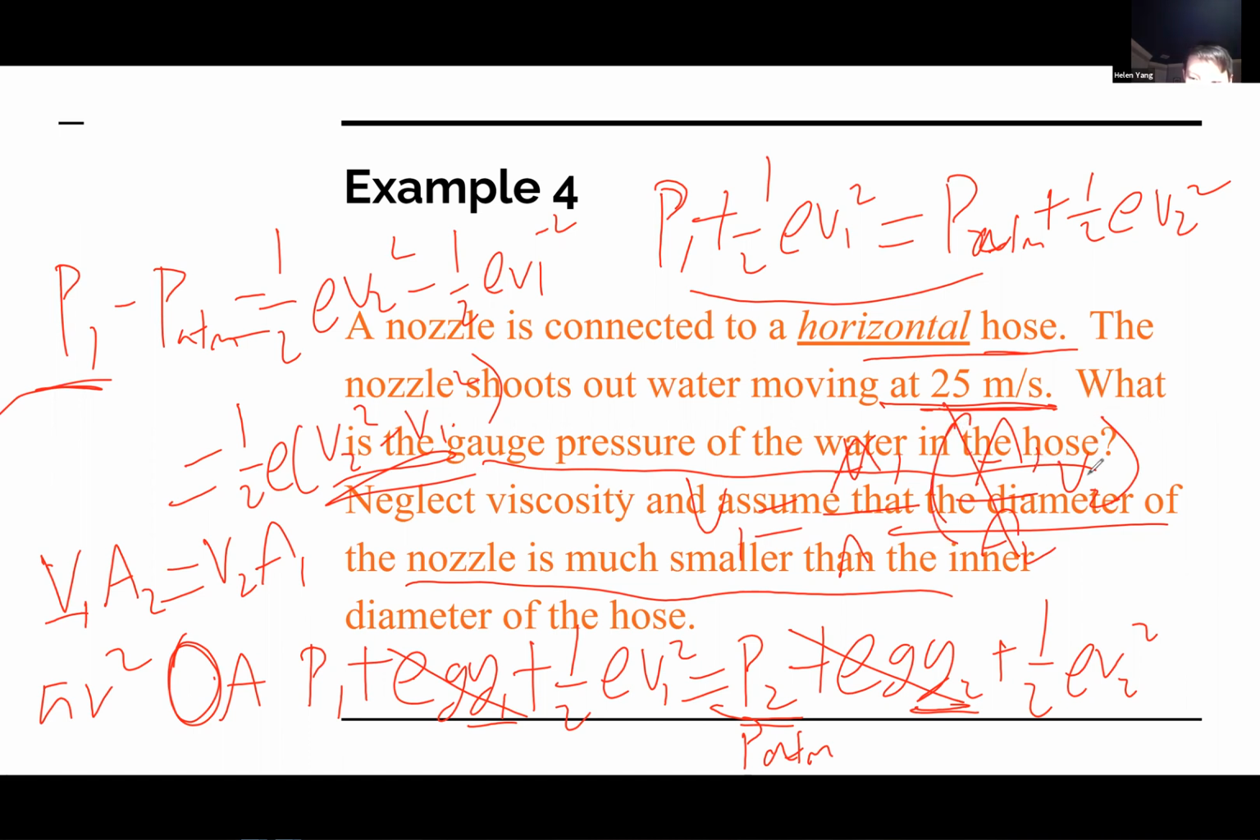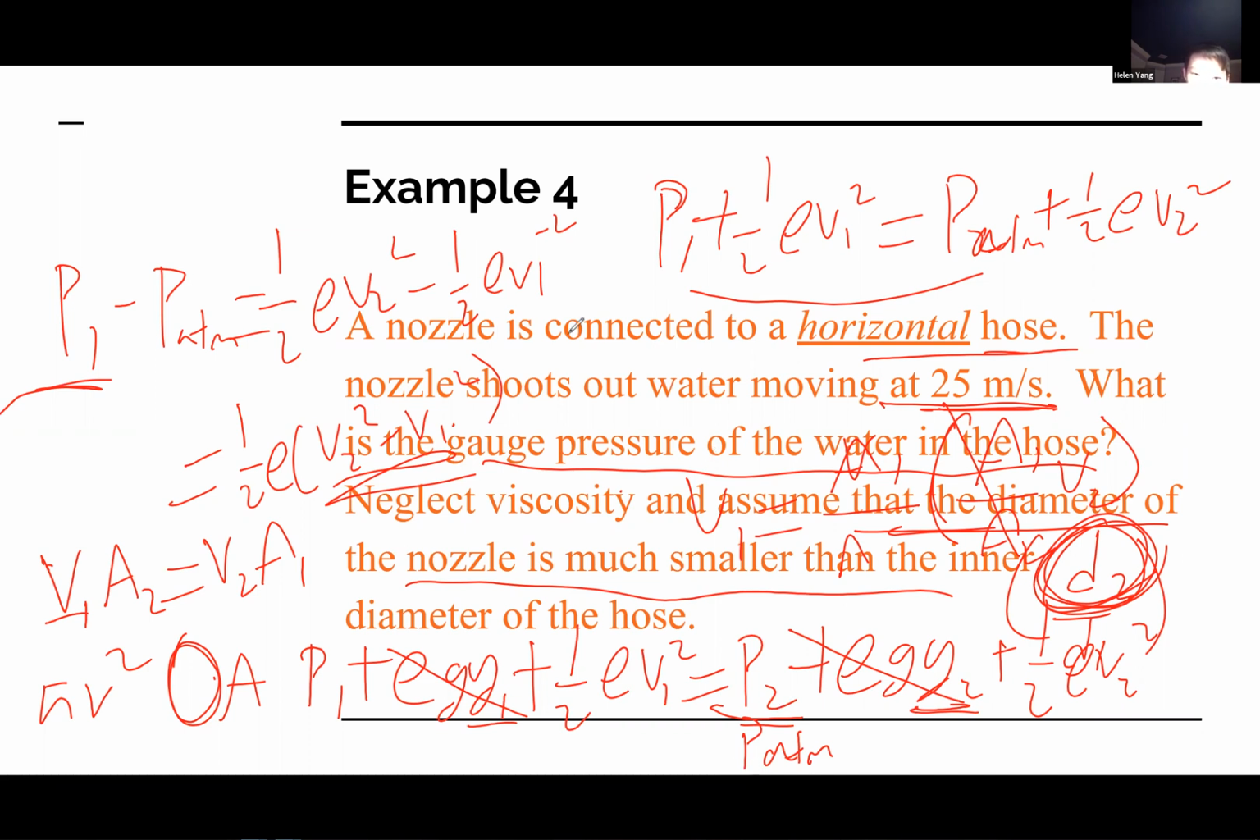Or actually, it would not be the same. It would rely on the distance for the nozzle and the hose. So it would just be D2 over D1. Since you know that the diameter of the nozzle is much smaller than the inner one, the diameter of the second one will be a lot larger, therefore making V1 a lot smaller than V2.